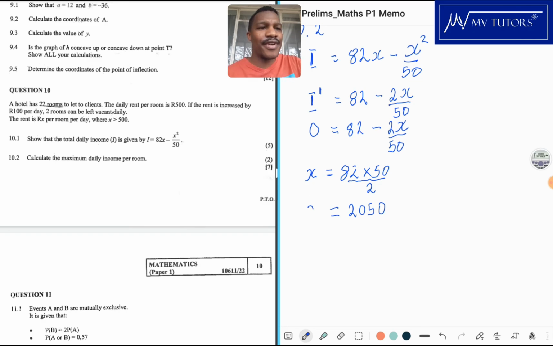Now this is the value of x, which means we need to put it back into the original equation so that we calculate the maximum daily income. Remember, we're calculating income right here. So the income will be given by 82, and where we have an x in the original, we'll put 2050, minus where we have an x, we put 2050 once again. This should be squared, divided by 50.